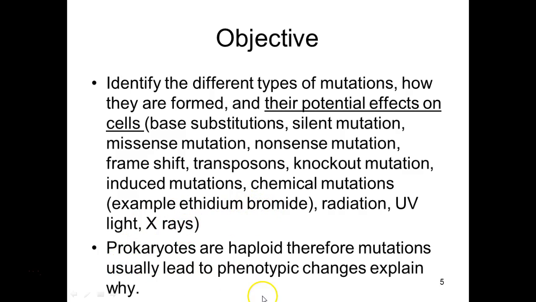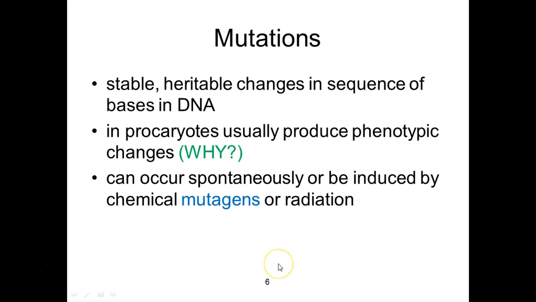So prokaryotes are haploid, so therefore their mutations usually lead to phenotypic changes. Explain why. So first we need to make sure we know our terminology, right? A mutation is a stable change in the DNA. It is inherited, right? So the DNA changes, it's passed on to the progeny. It doesn't get fixed. In prokaryotes, this will produce phenotypic changes.